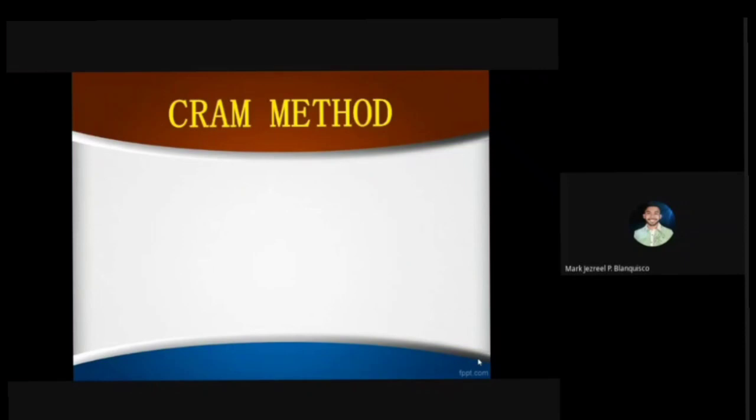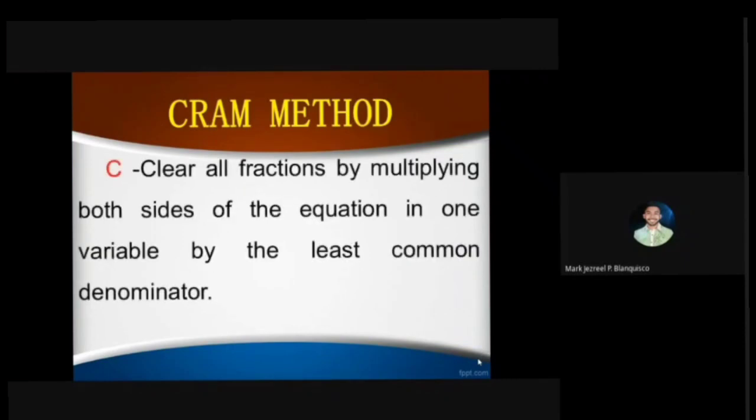First, let us introduce what a CRAM method is. Letter C stands for clear all fractions by multiplying both sides of the equation in one variable by the least common denominator. So the first step is to clear the fractions and get the LCD, or the least common denominator.